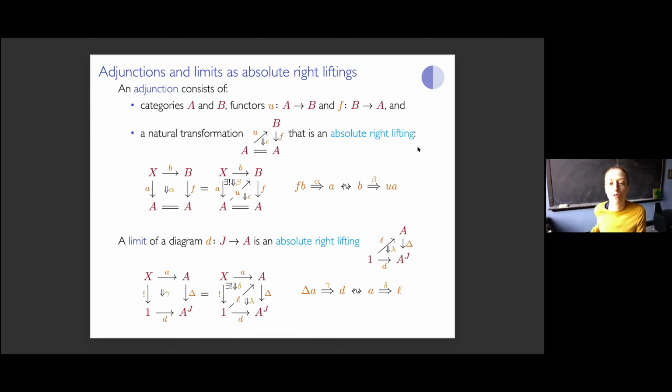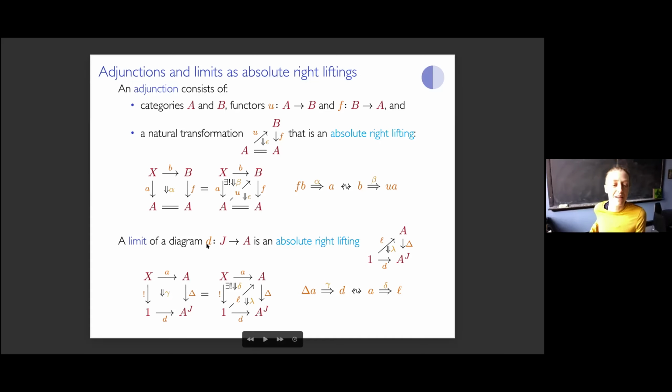So this formulation of adjunction as an absolute right lifting diagram is not the most standard one. It's not one that you would find in most category theory texts, so it's easy to translate to the standard one. It's certainly equivalent to it. And the reason I've taken that point of view is you can define limits similarly. This is also a non-standard definition of limit, but it's equivalent to the original one.